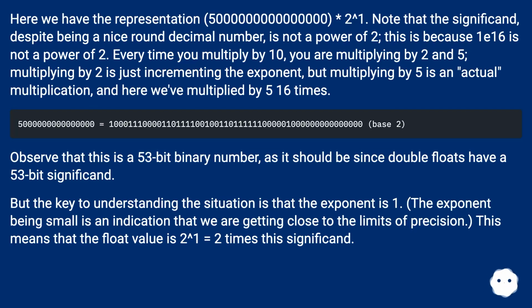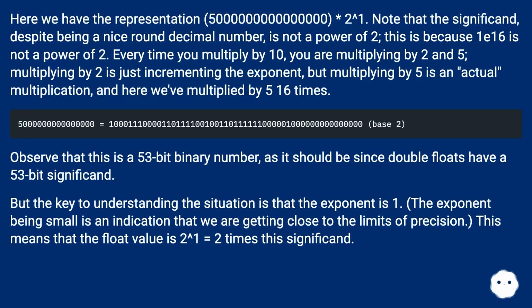Every time you multiply by 10, you are multiplying by 2 and 5. Multiplying by 2 is just incrementing the exponent, but multiplying by 5 is an actual multiplication, and here we've multiplied by 5 16 times. Observe that this is a 53-bit binary number, as it should be since double floats have a 53-bit significand.